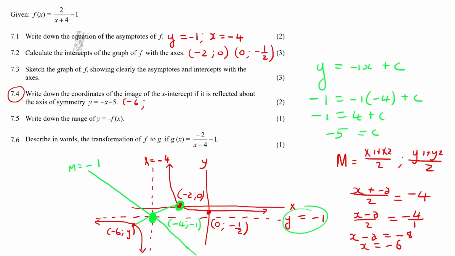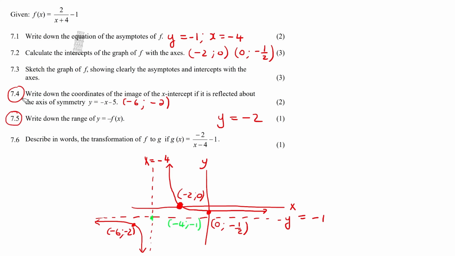And then for the y values, we're going to do the exact same approach. We're going to say that the y value of this point, which we don't know, so we just say y, plus the y value of this point, which is 0, over 2, and the answer for the midpoint should be minus 1. We can use cross multiplication again. You would eventually end up with y equals negative 2. Okay, so now we have the coordinates as minus 6, minus 2.